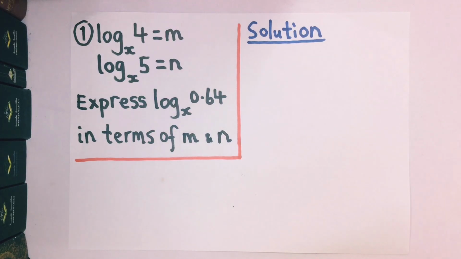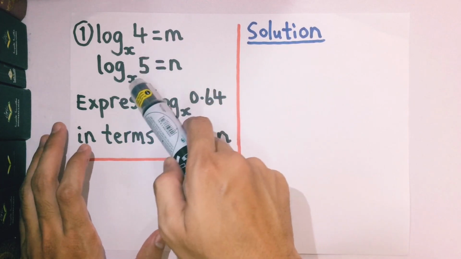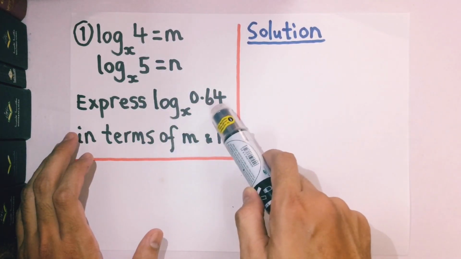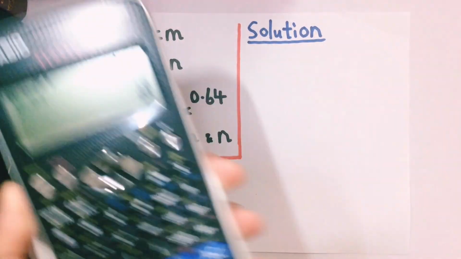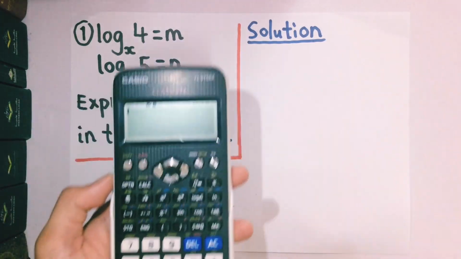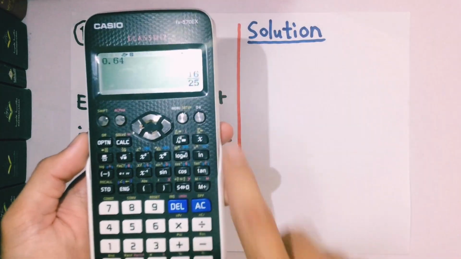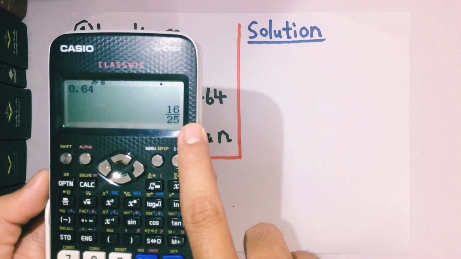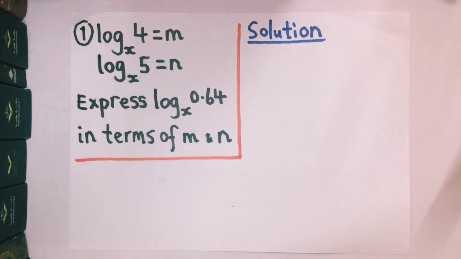Alright, now look at the first example. You have log 4 base x equals to m, log 5 base x equals to n. So you got to express log 0.64 base x in terms of m and n. First thing first, you have to use your calculator because you need to change your 0.64 into fraction. You press 0.64 and then you press equals, and then you change to fraction. As you can see clearly, your 0.64 equals to 16 over 25. So you're gonna write down that first.